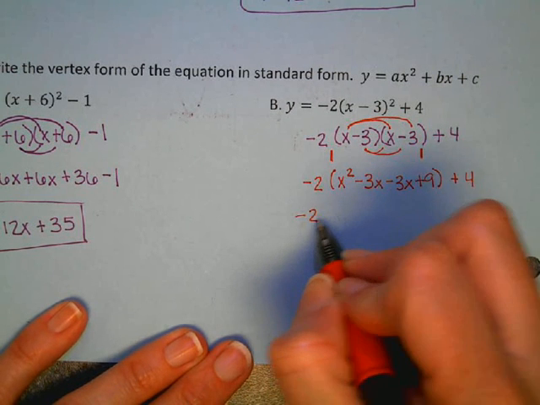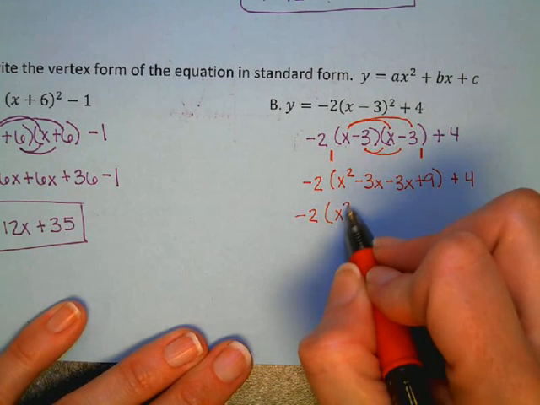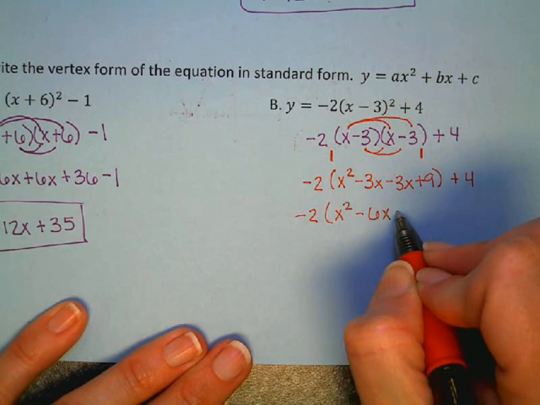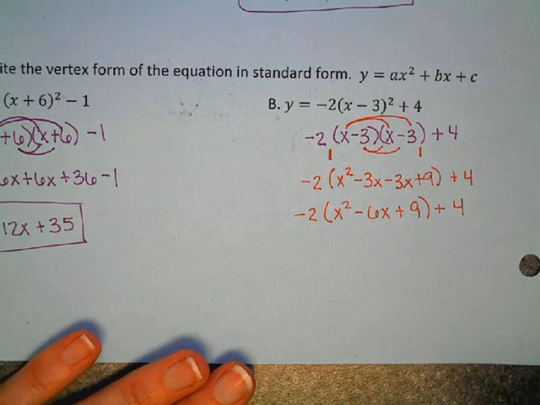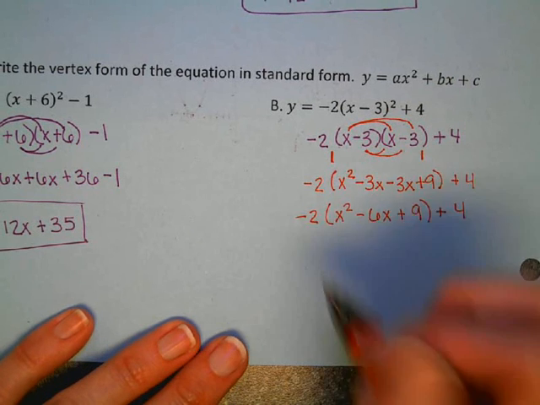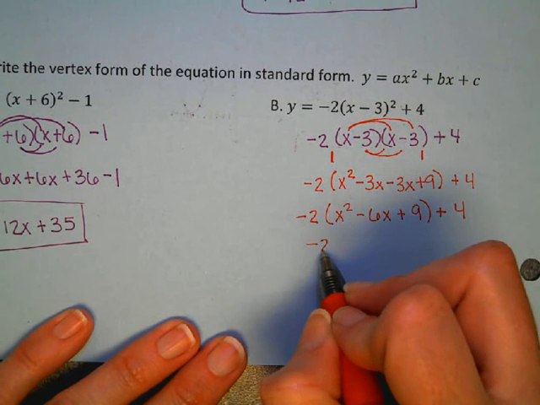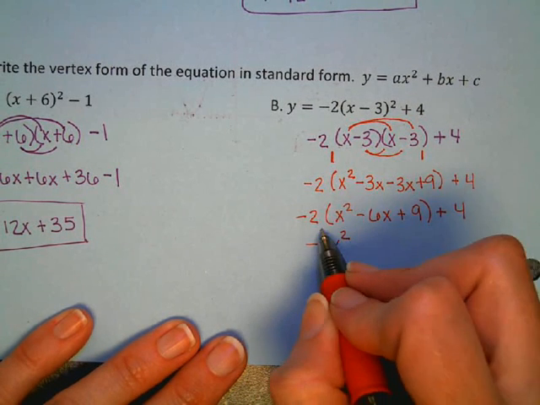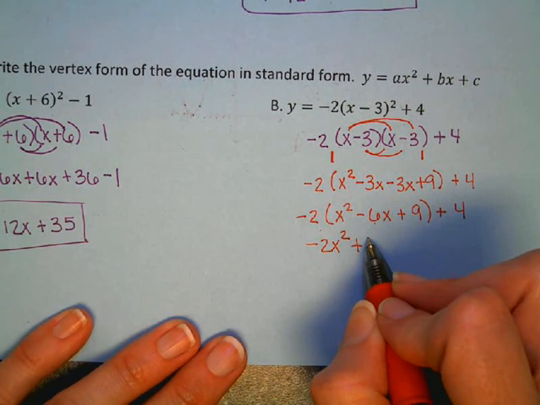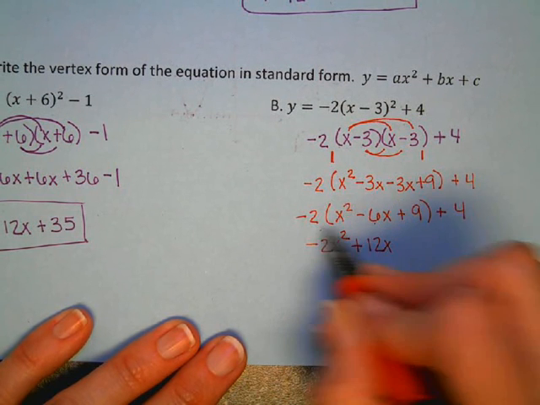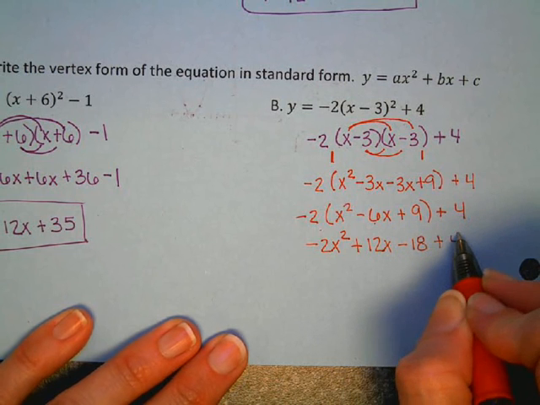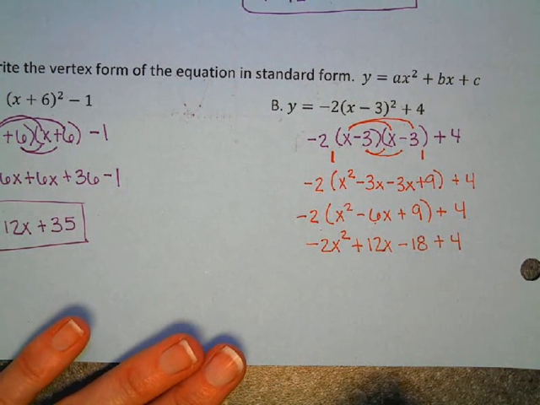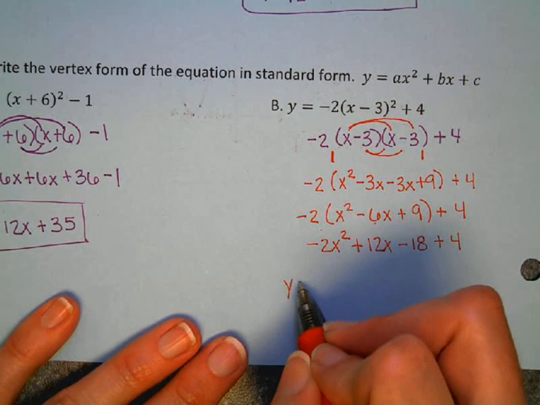Now I'm going to distribute this negative 2 to get rid of it. Negative times negative makes positive 12. Negative 2 times 9 gives me negative 18 plus 4. Okay? Final answer will be y equals negative 2x squared plus 12x minus 14 when I combine my like terms.